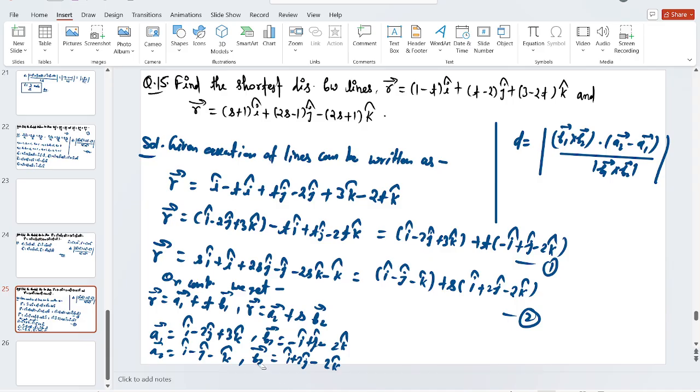In this format, this is b1, b2 and this is a1, a2. This is vector a1, this is vector a2, this is vector b1 and this is vector b2. So use this: first we find vector b1 cross b2 as I told you previously, and find a2 minus a1, take the modulus of vector b1 cross b2, and putting in these values, we get the answer. This is the shortest distance between the two lines.